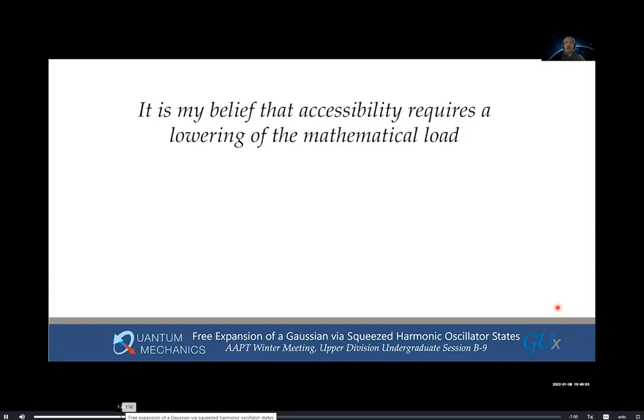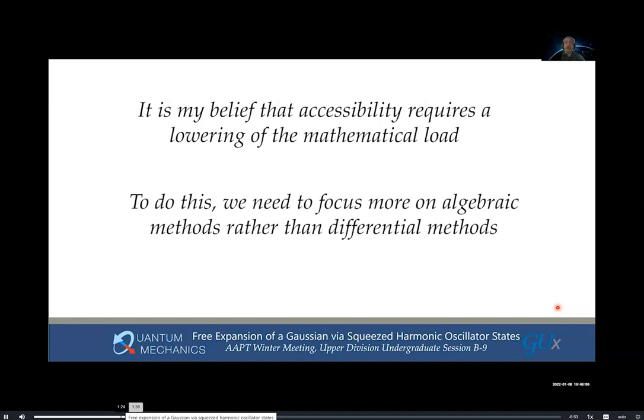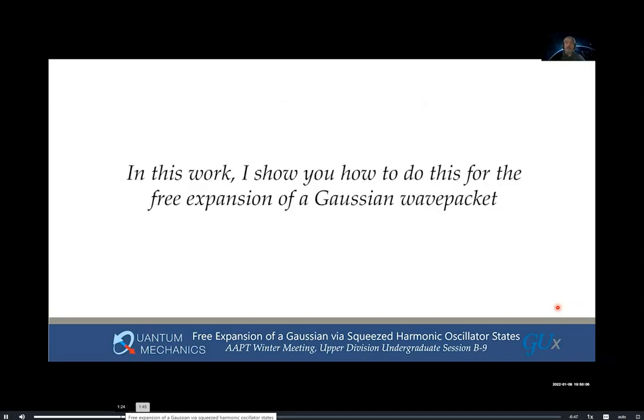I think it just requires, to increase the accessibility of quantum mechanics, you have to lower the mathematical load. And I've been doing this now for a number of years by using algebraic methods rather than differential equation methods. And I'm going to show you how you do this for the free expansion of the Gaussian wave packet.